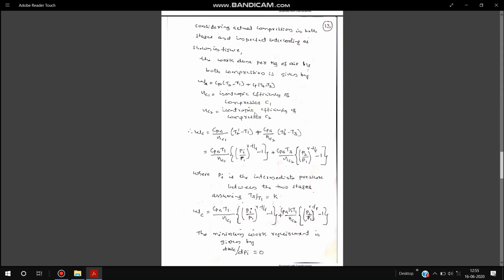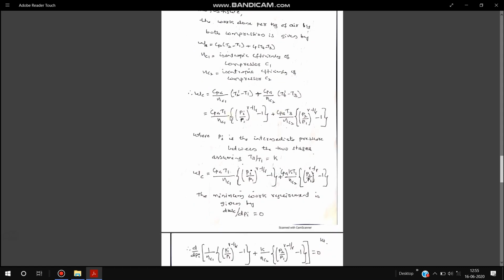Now let the work done for this two-stage compressor be given by W equal to Cp (T2 minus T1) plus Cp (T4 minus T3). Here eta C1 is the isentropic efficiency of compressor C1, and eta C2 is the isentropic efficiency of compressor C2. Then WC equal to Cpa by eta C1 (T2' minus T1) plus 1 by eta C2 (T4' minus T3).